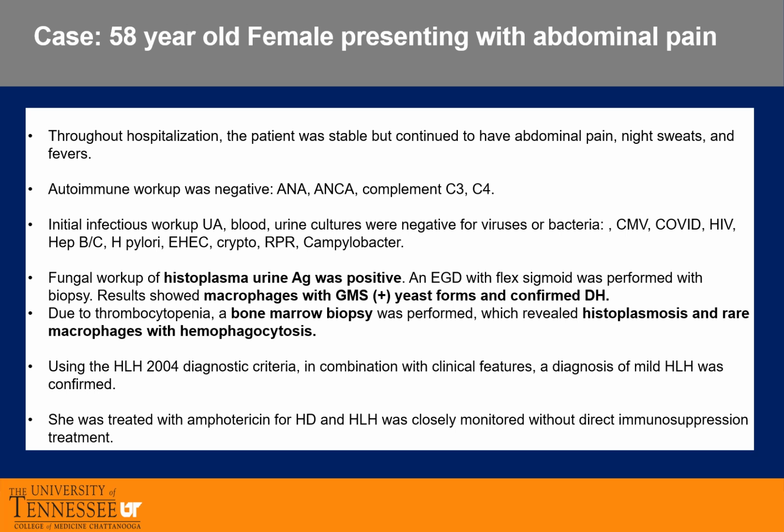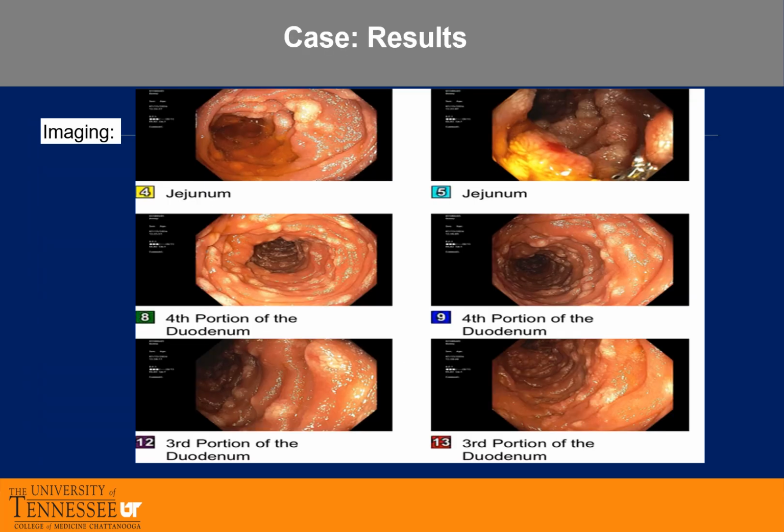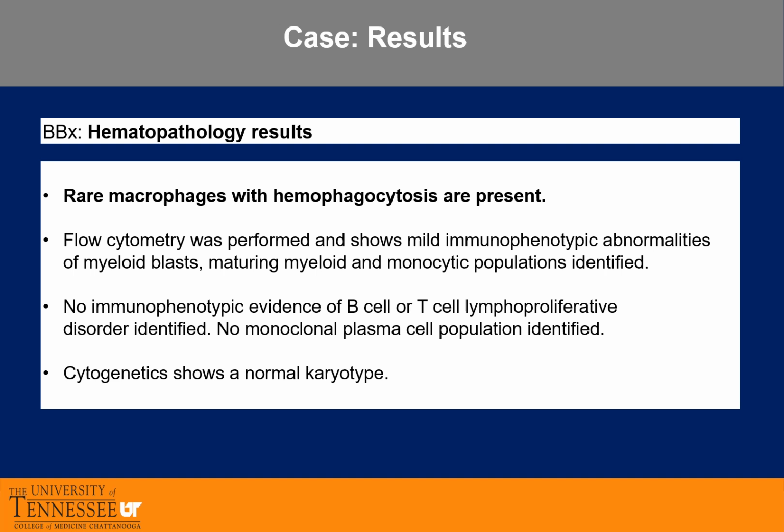Due to her thrombocytopenia, we performed a bone marrow biopsy, and that showed histoplasmosis and rare macrophages with hemophagocytosis. Using the HLH 2004 diagnostic criteria, she met diagnosis of HLH. She was treated with amphotericin for the histoplasmosis dissemination, and the HLH was closely monitored without direct immunosuppressive treatment. Here is the imaging from the EGD biopsy. The explicit results from the hemopathology result of the bone marrow biopsy, which showed rare macrophages with hemophagocytosis.